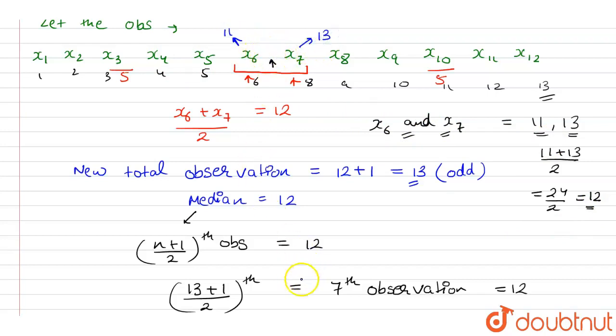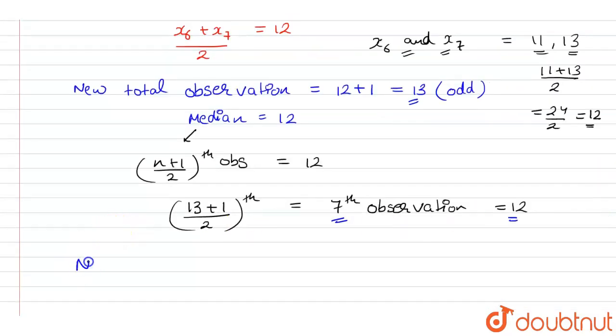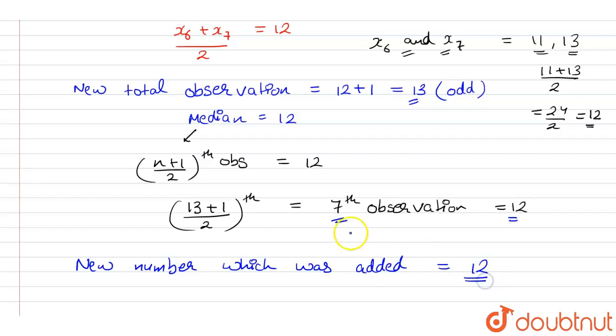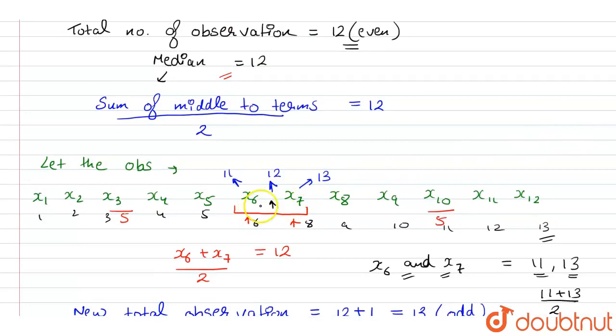So the number 12, that is the 7th observation, will lie between 11 and 13. So the new number which was added in the observation will be equal to 12, because we have just calculated that the 7th observation will be equal to 12, and the 7th observation comes just between 11 and 13. So 12 will be the new number which is added to this particular observation.